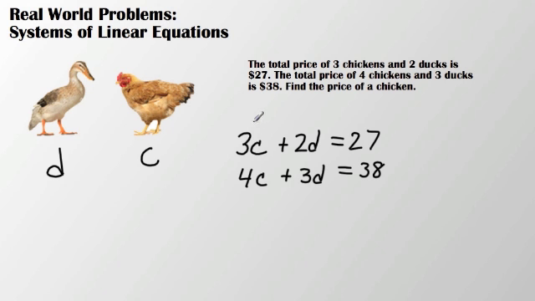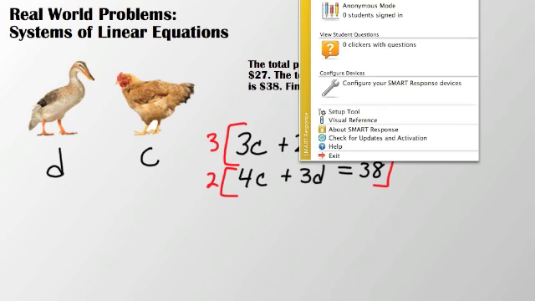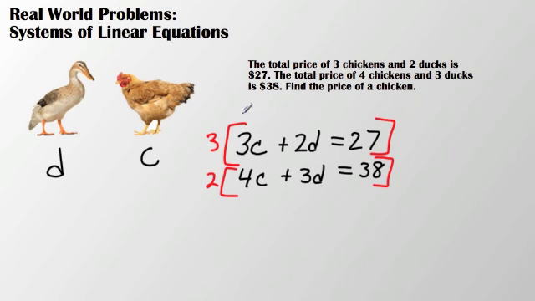So what I'm going to do is multiply my top equation by 3 and my bottom equation by 2. So if I multiply everything in my top equation by 3, I will get 9c plus 6d equals 81, and 8c plus 6d equals 76.